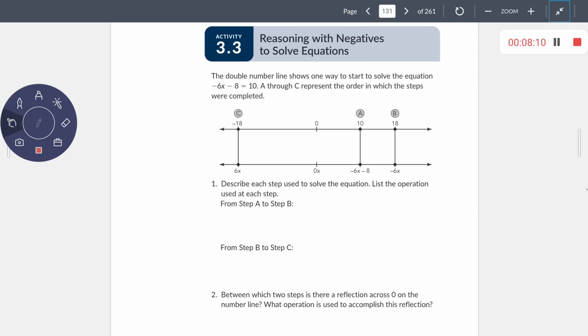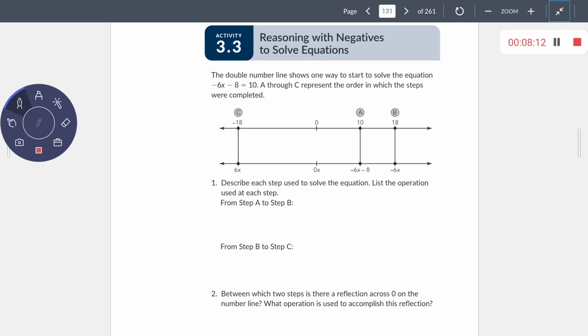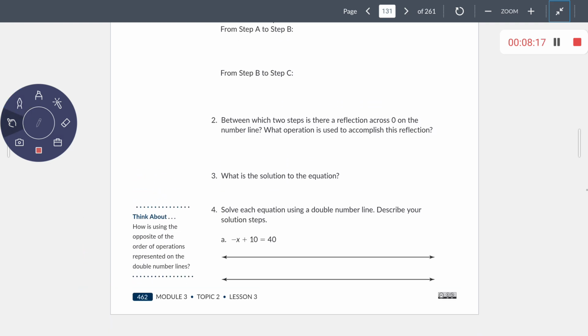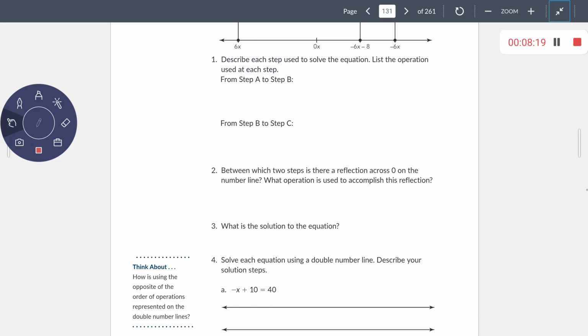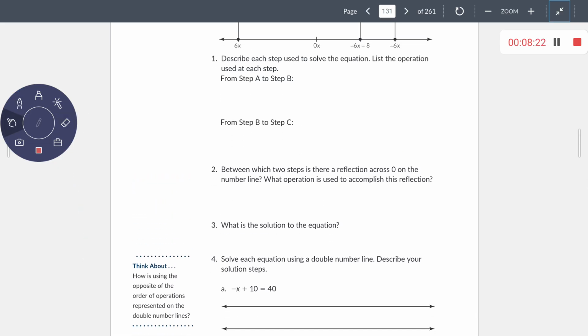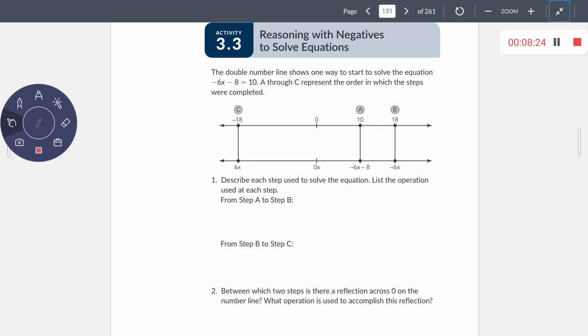And now what we're going to do is we are on page 462. And we're going to kind of use the number line as we solve this, okay? So this says negative 6x minus 8 equals positive 10, okay? So I'm going to look at my number line here. Here's our starting point. It equals 10. That's at point A, okay?